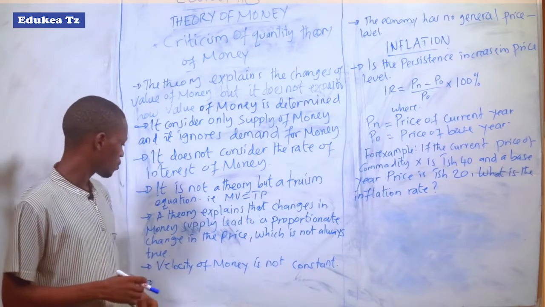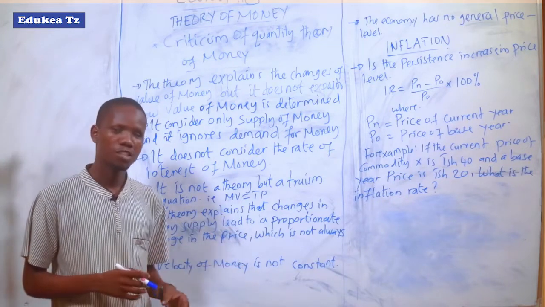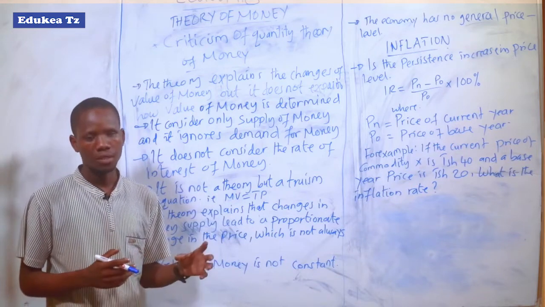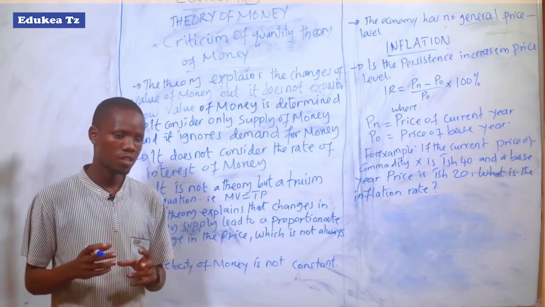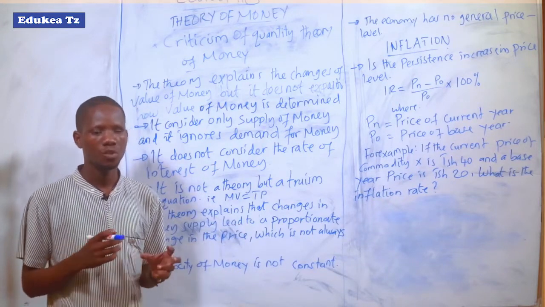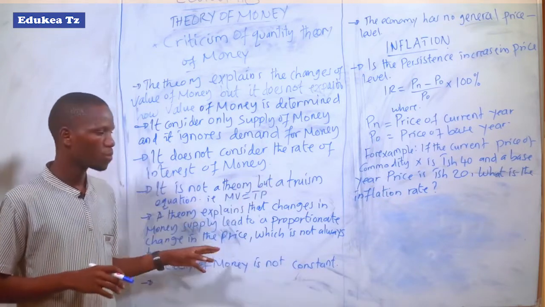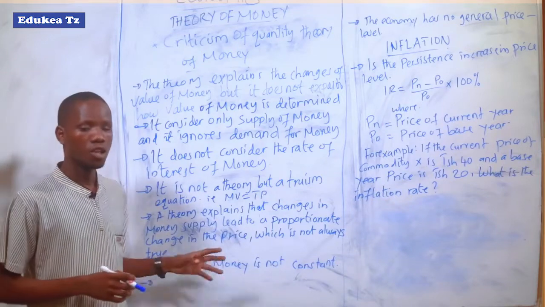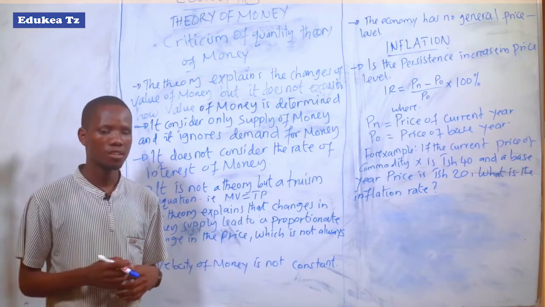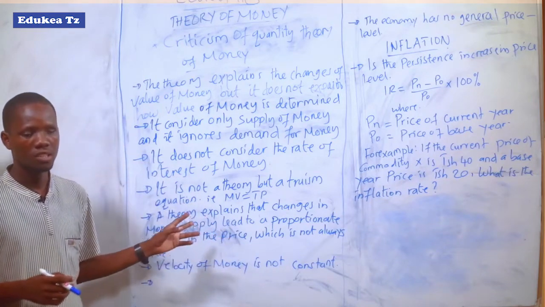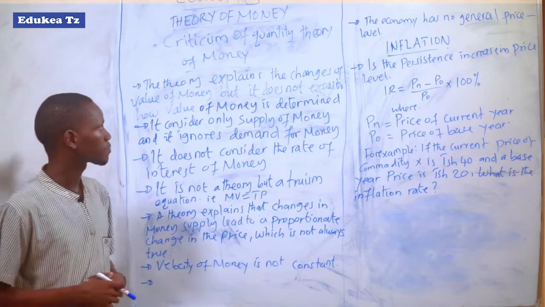The other point is that velocity of money is not constant. When we talk about velocity of money, it means the period of time that the total amount of money, meaning coins and notes supplied in the economy, can last for a certain period of time, maybe 3 years or 4 years. Professor Fisher assumed that the velocity of money is constant. Such a thing is not true. So this is the criticism of this theory.